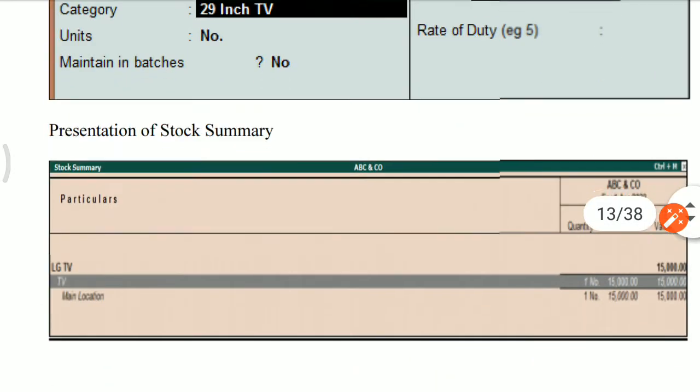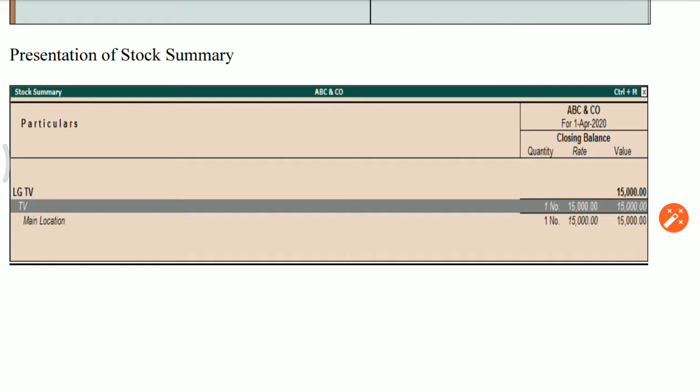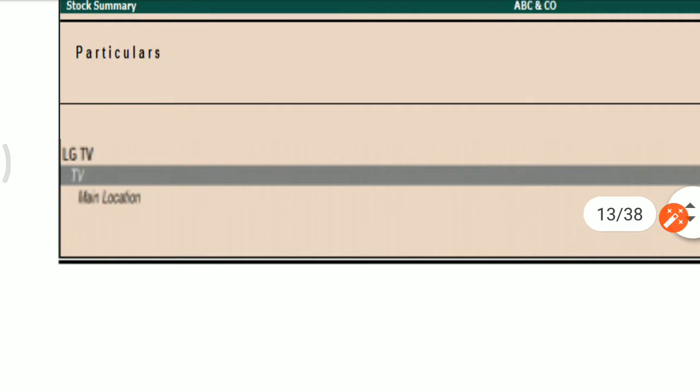Now presentation in Tally. I have booked one hypothetical example. This will be your output screen. LG TV is your main group and TV is the item. Stock category is not reflecting on your screen. So I already informed that stock group and stock item is important. Clear?